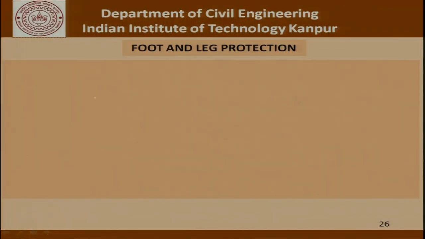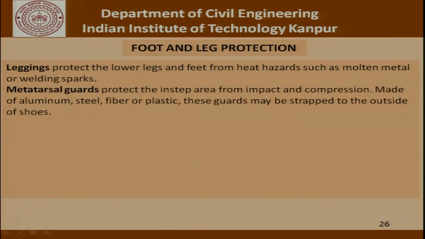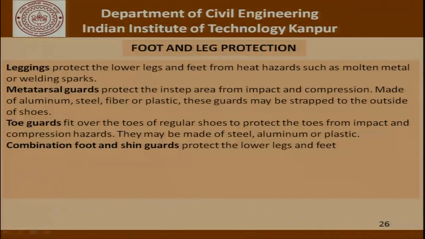Now, coming to the foot and leg protection, leggings protect the lower legs and feet from heat hazards such as molten metals or welding sparks. Metatarsal guards protect the instep area from impact and compression. Made of aluminium, steel, fiber or plastic, these guards may be strapped to the outside of shoes. Toe guards fit over the toes of regular shoes to protect the toes from impact and compression hazards. They may be made of steel, aluminium or plastic. Combinations of foot and shin guards protect the lower legs and feet.